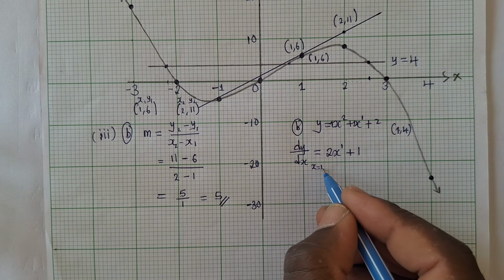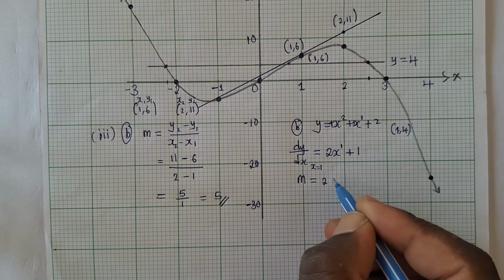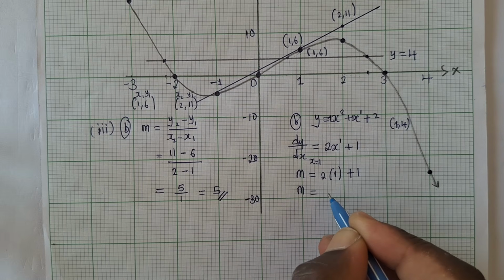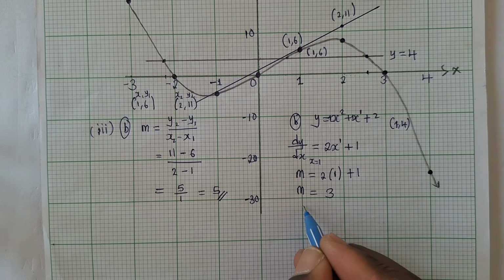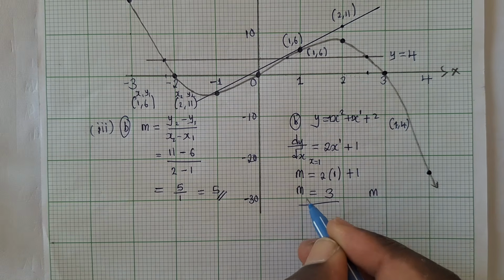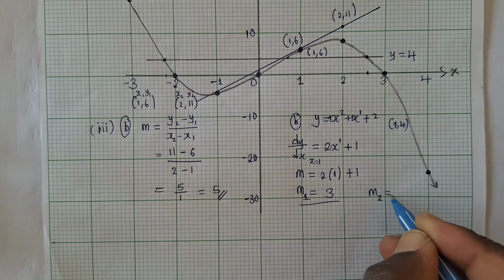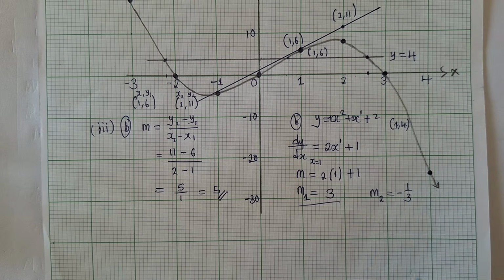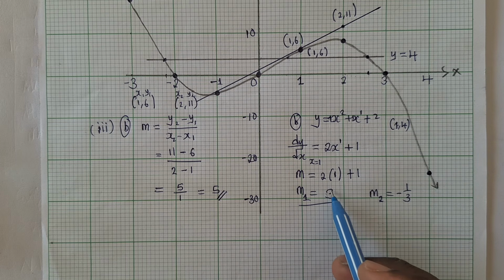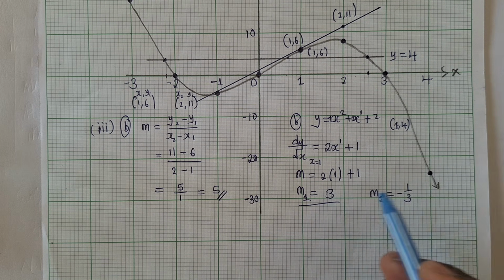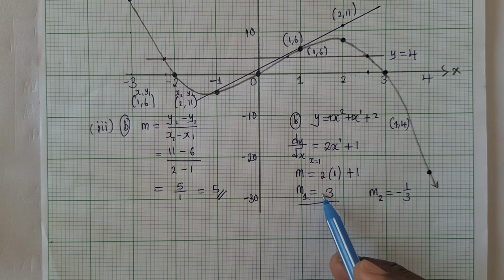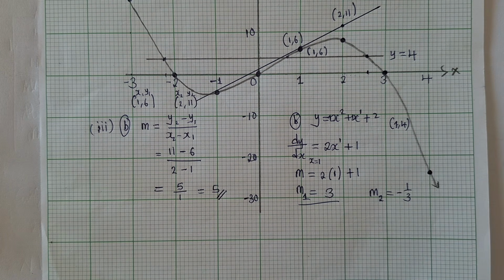So when x is equal to 1, where there is x, substitute 1. Our m, which is a gradient, is equal to 3. So the gradient is equal to 3. Now find your m2. This is our m1. We find our m2, it will be negative 1 over 3. When the equation is normal to the curve, you reciprocate it, so it will be 1 over 3, with the 1 on top. If the sign is positive, write a negative sign here.